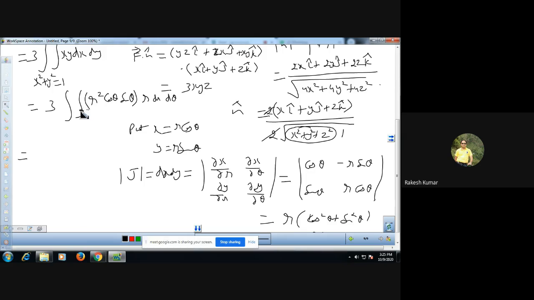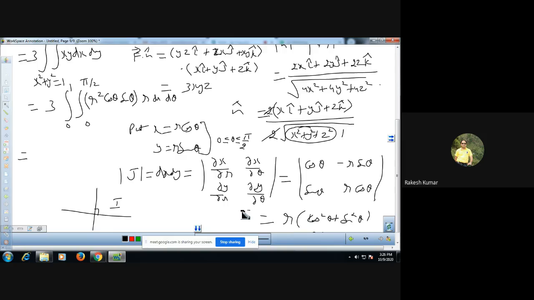We have to take the limits of r and theta. In this circle, r varies from 0 to 1. And because we are taking the first octant, theta will always be from 0 to pi by 2, in the first quadrant. This is the way to make the quadrant. In the first quadrant, the angle is always 90 degrees. So that will be 0 to 90 degrees.